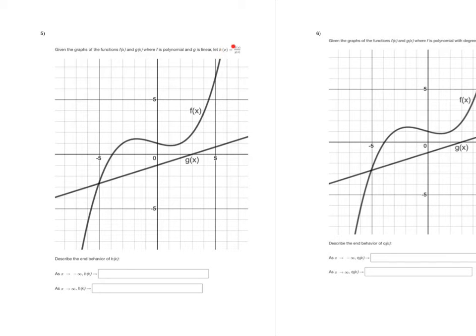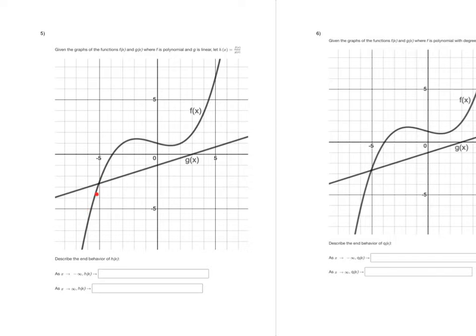So here it's h of x is equal to f of x over g of x. And here we have the graph of f and g. They tell us that g is linear and that f is polynomial. And I should have been a little bit more clear here. I think I am in the next one, that not only is f polynomial, but it's degree 3.